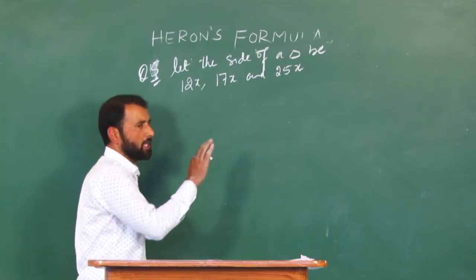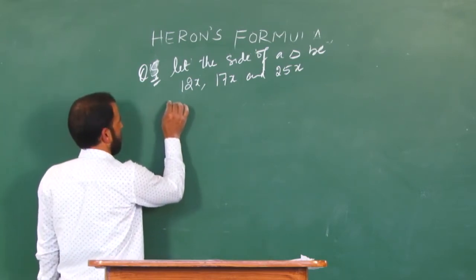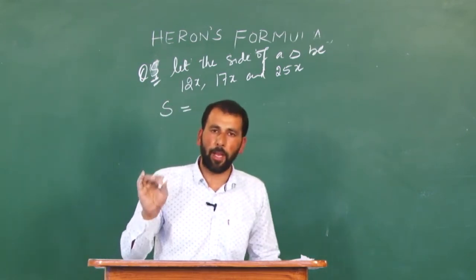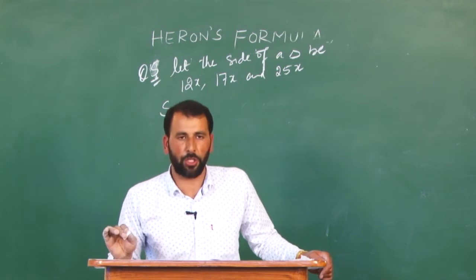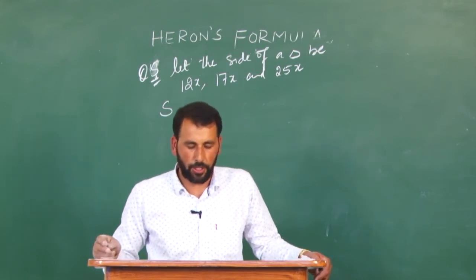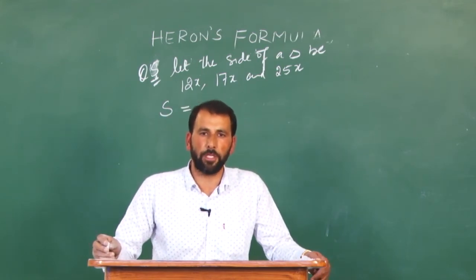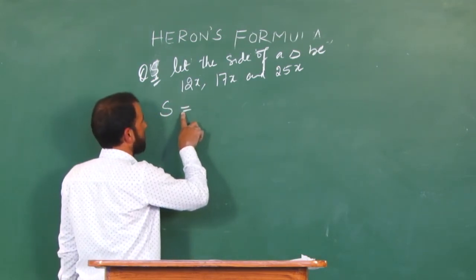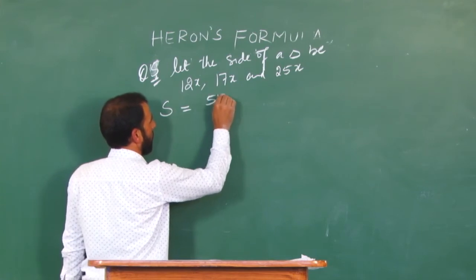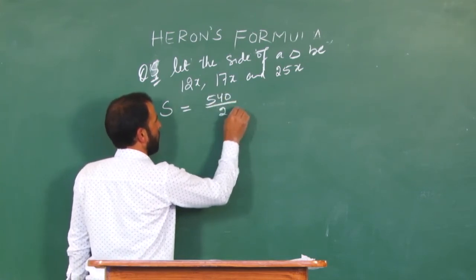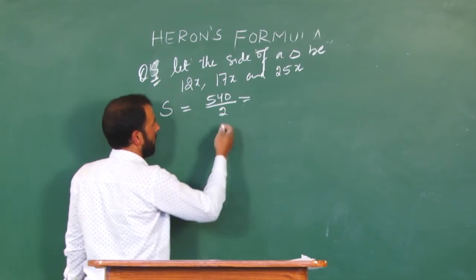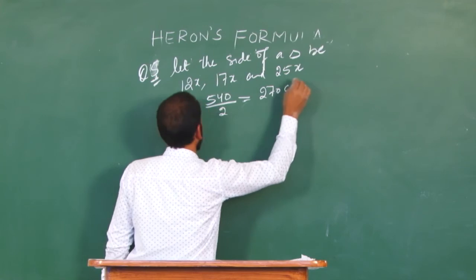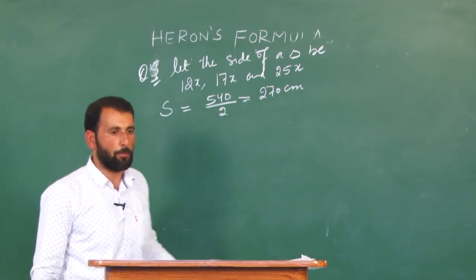Now for finding the semi-perimeter, S is equal to the sum of all sides divided by 2, or perimeter divided by 2. In the question, the perimeter of the triangle is given, that is 540 centimeter. So S is equal to 540 divided by 2, which gives 270 centimeter, the semi-perimeter of this triangle.